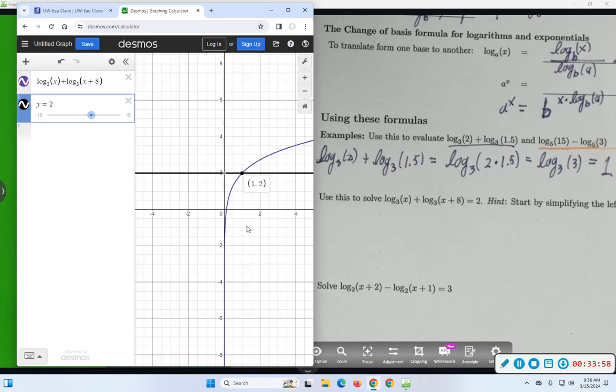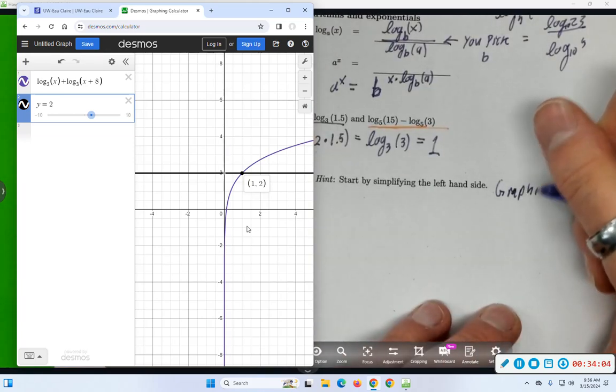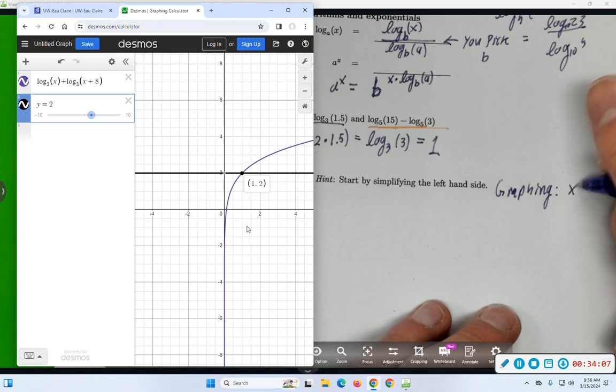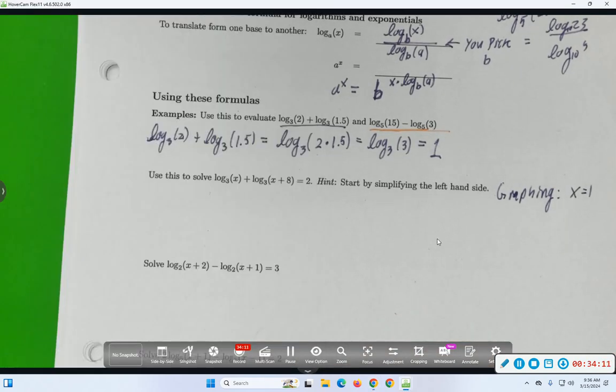So by looking at a graph, graphing, x equals 1 seems to be the answer. Let's do this algebraically too.